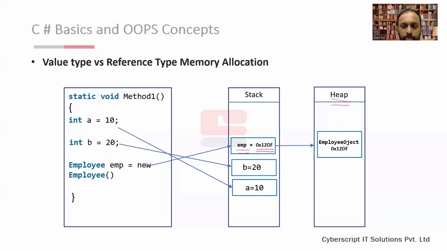The Employee object would be created on heap memory and that memory address would be stored in the employee variable. So all value data types would be stored on the stack and the value directly assigned over there. But in the case of reference type variables, the reference variables would be stored on the stack, which contains the memory address from the heap where the exact or original object is created.